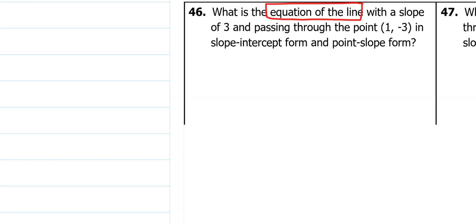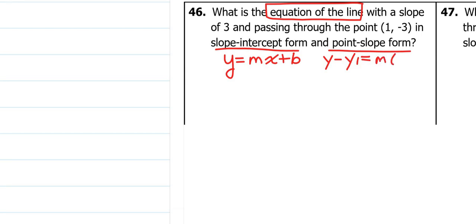So they want you as a final answer to provide them an equation. Now, they want the equation in slope-intercept form, which is y = mx + b, and in point-slope form, which is y - y1 = m(x - x1). So they want it in both forms. Now the information that they give you is the slope of 3, and a point on your line.